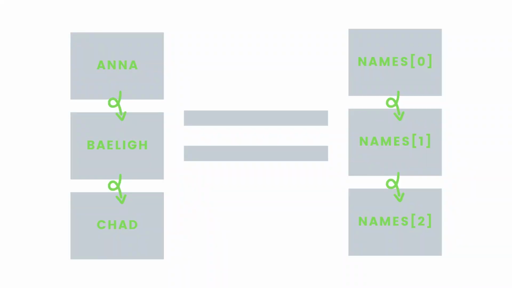So we want to access any of these names in here. We need to call the array as well as the position in the array that they're in. For example, to access Anna is going to be names 0. To access Bailey is going to be names 1. And to access Chad is going to be names 2. So that's fairly simple and straightforward.